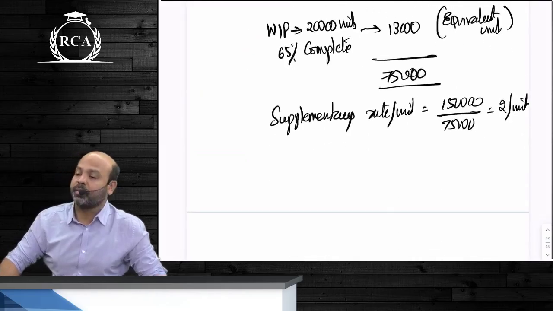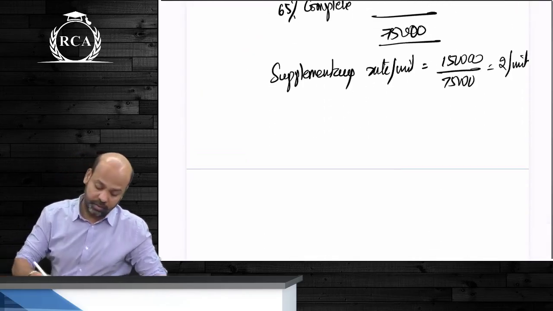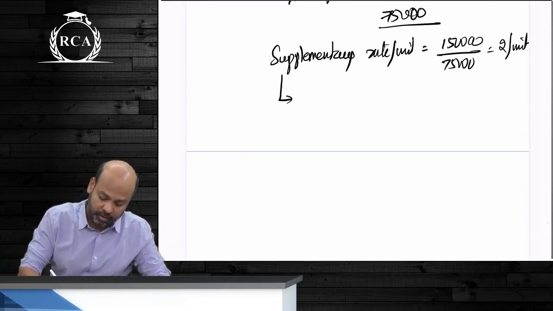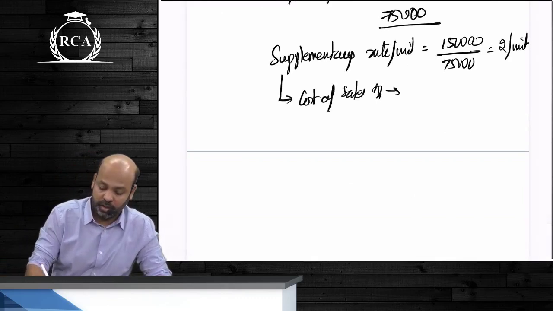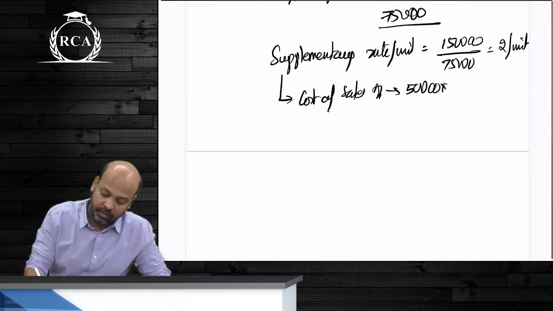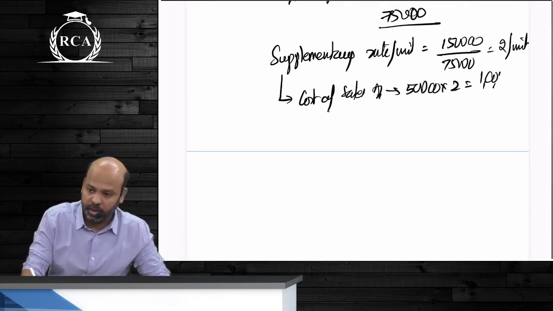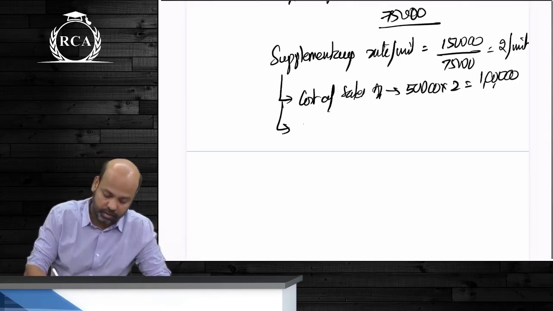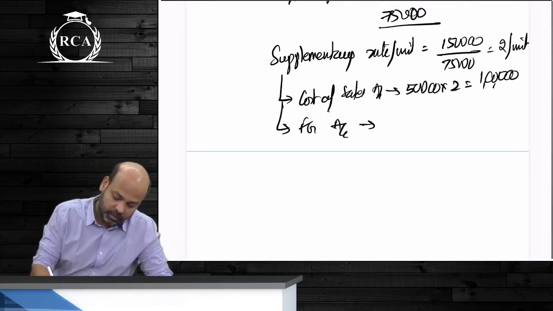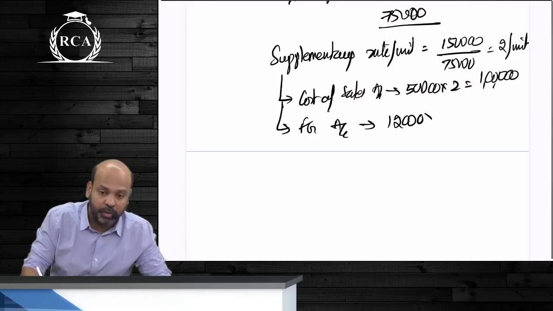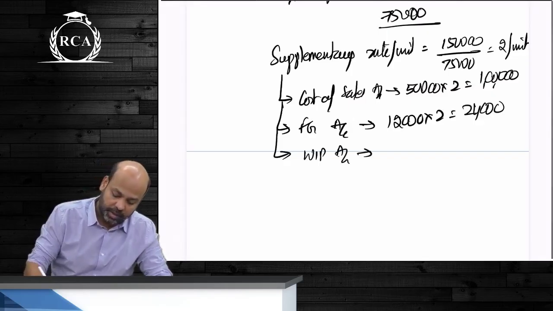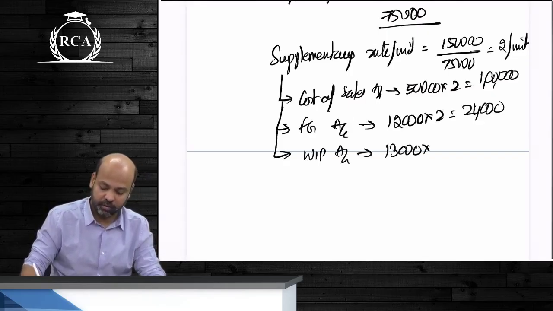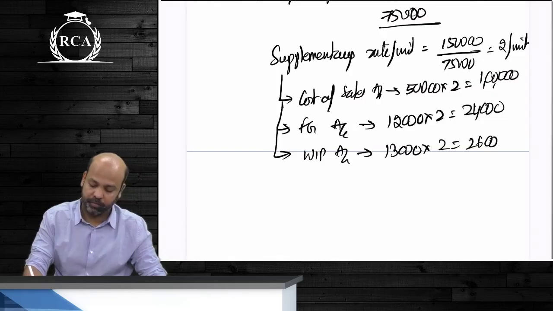Once we get that supplementary rate per unit, guys, you know how much will be transferred. How much do I transfer to cost of sales account? 50,000 into 2, guys. And how much will be transferred to finished goods account? 12,000 multiplied by 2, 24,000. And how much will be transferred to work in progress account? 13,000 into 2, guys. Smart.